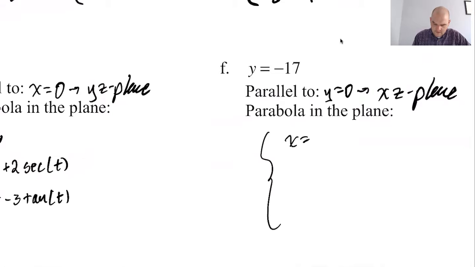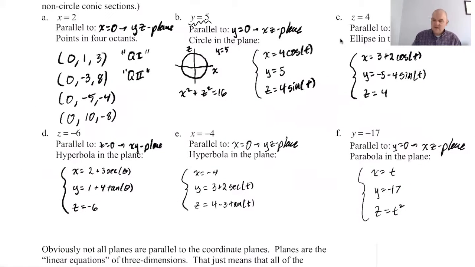So what I'm going to do: set x equals, y is -17, z equals. I'm going to let x be the independent variable, which is the normal thing to do, and z the dependent variable. So I'm going to say that x is just t and z is t squared. You can get as interesting as you want with that. And then for all of these, I'm basically saying t is an element of the reals. If you want to limit it, you can.